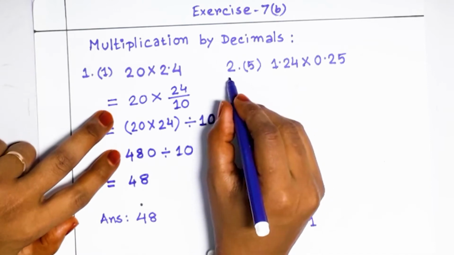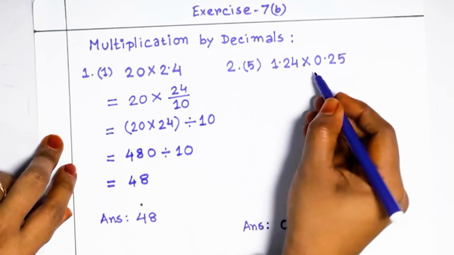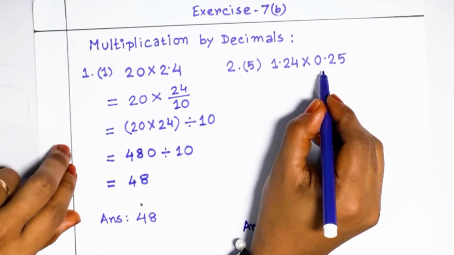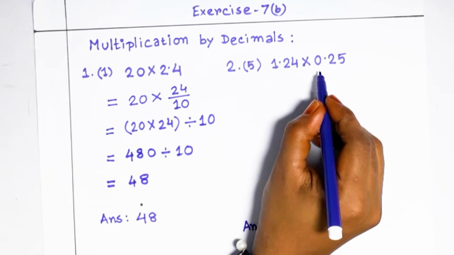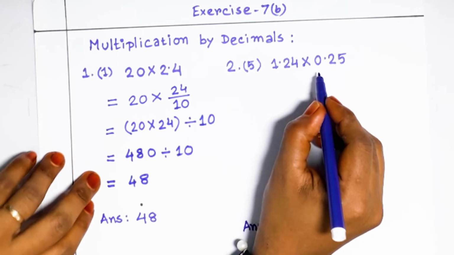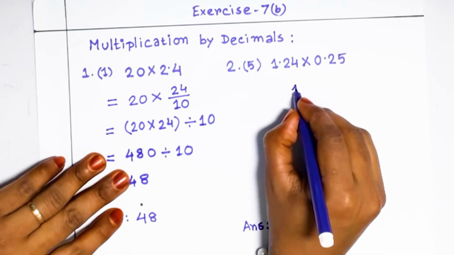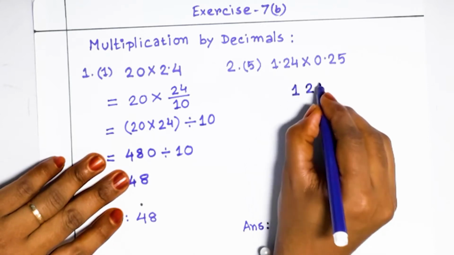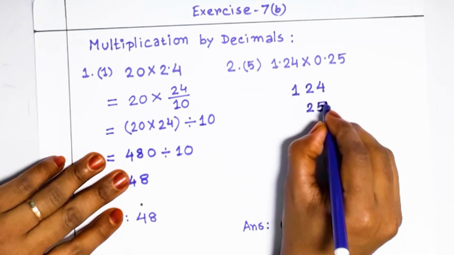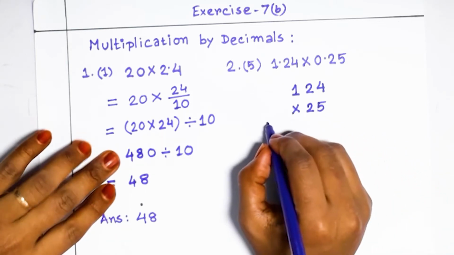Now question number 2, sub number 5. The question is 1.24 multiplied by 0.25. To multiply, we think as if decimals were not there. That's why we can write it this way, 124 multiplied by 25. Now we will do multiplication.